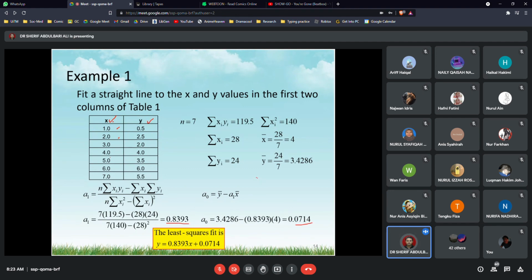So my equation, y, to make the model, is going to be equal to the intercept 0.0714 plus 0.839 with the value of x. So this is the equation that makes for me the model for the straight line. This is the one.